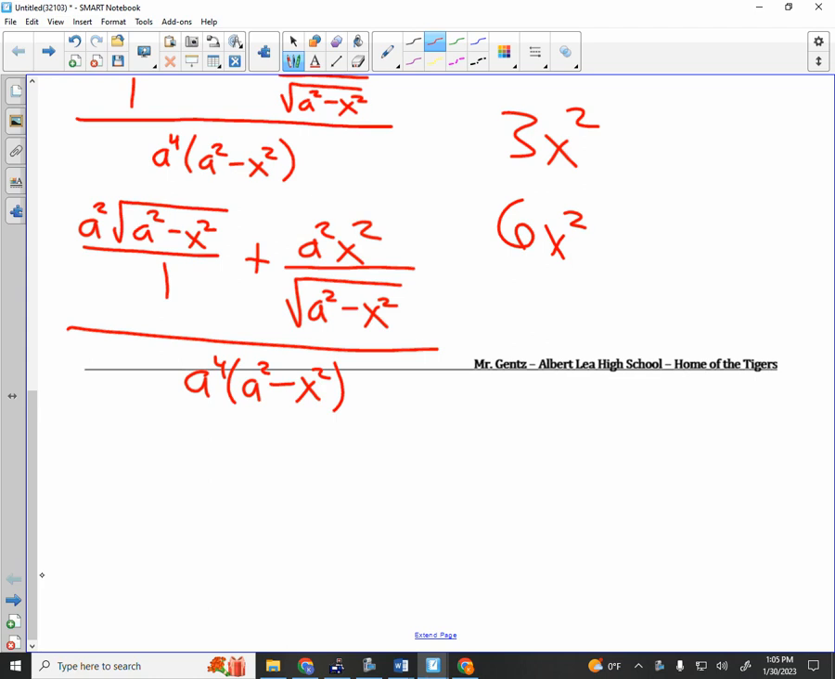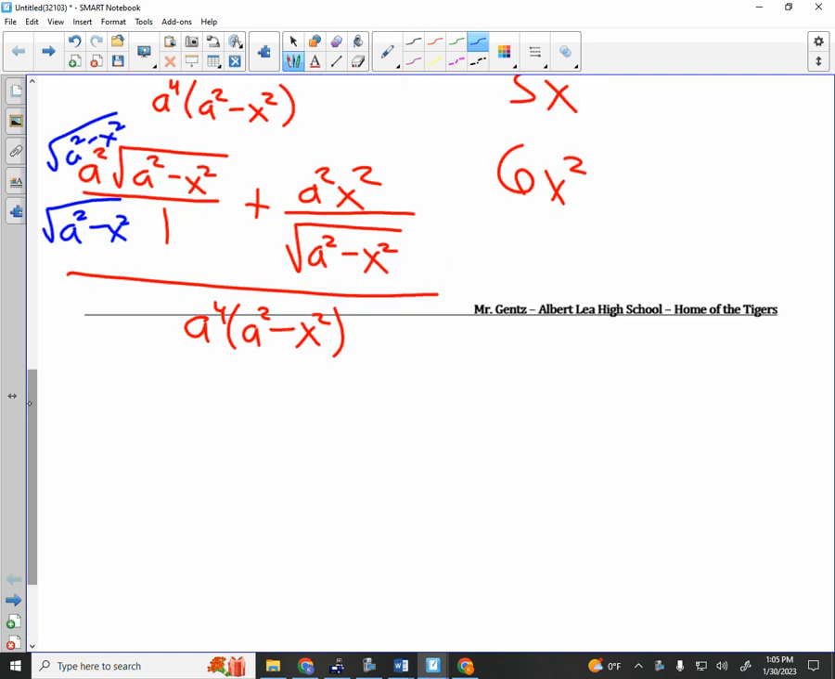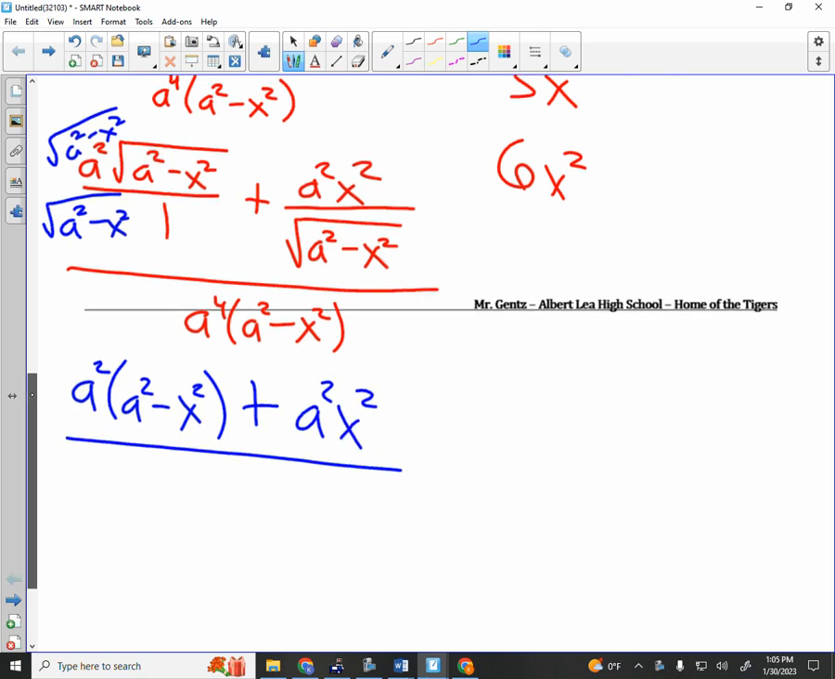Okay, so I have this big piece. What do you have to do in order to simplify your complex fractions? Common denominators. The rest of this is all algebra. There's 0 calculus involved. So what is the common denominator? Root of a squared minus x squared. Okay. Well, we can make this pretty simple now. We have a squared times what? A squared minus x squared. So that's what this becomes on top. Plus what? A squared x squared over what?